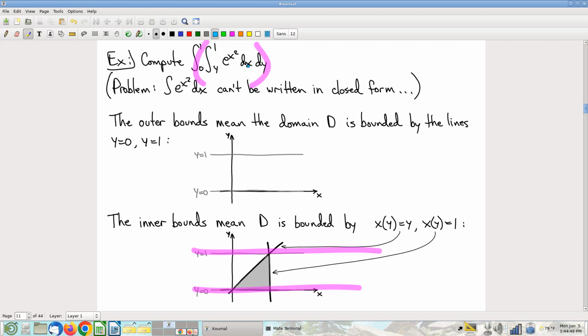The lower bound for x is where x is equal to y. The upper bound for x is where x is equal to 1. So all I did there is just undo the usual process of slicing up a region. I just kind of worked backwards. And once you understand what your region is, and you can see it right here in the picture now, the region is this triangle right here.